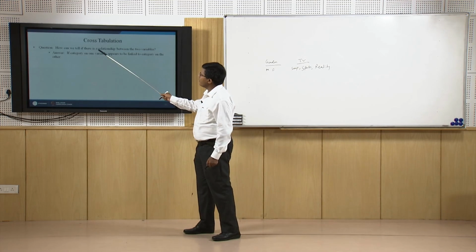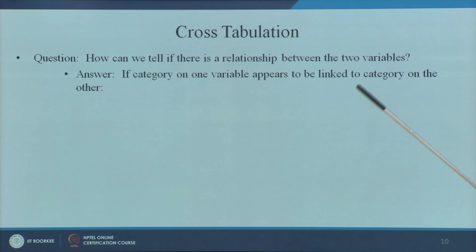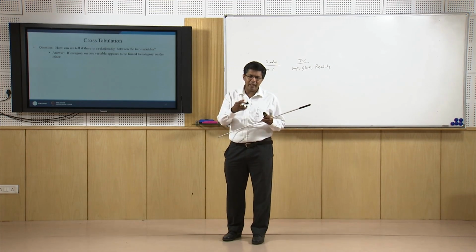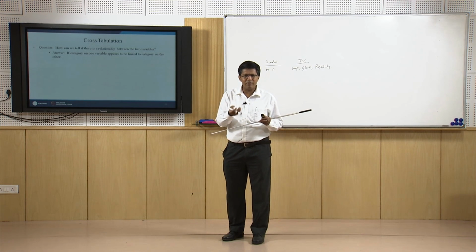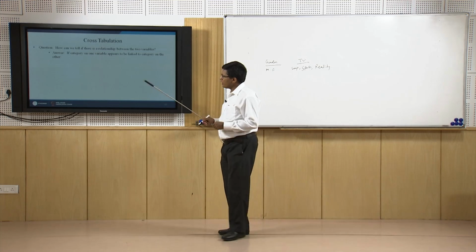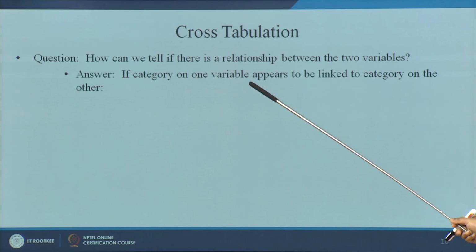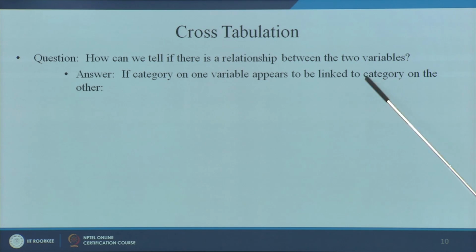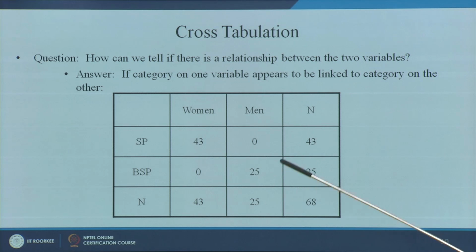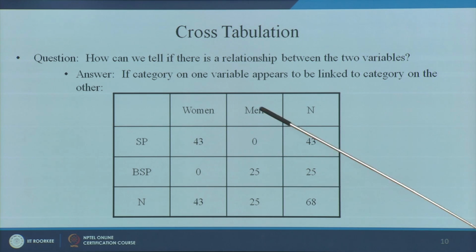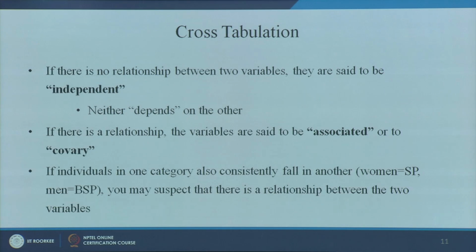Now, how can we tell if there is a relationship between the two variables? Till now we have discussed only frequencies by observation. We said this is what the data is, and from this percentage we can say what can be done. But the question here is, can we tell that there is a relationship between the two variables? Let us see if the category on one variable appears to be linked to the category of the other. Now this is the case: 43, 25, so the total is 68.